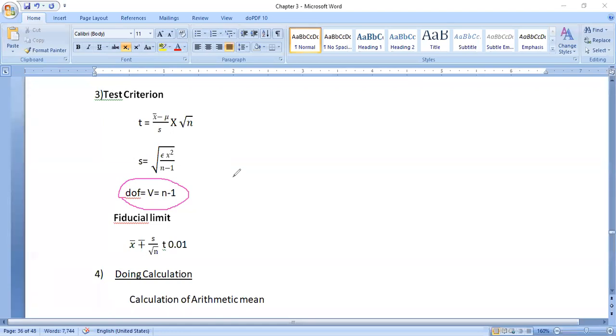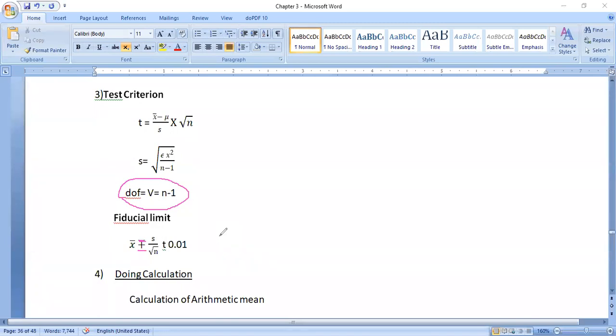Then the fiducial limit, again, we are writing the fiducial limit here. See, x bar plus or minus s by under root n into t at 0.01.